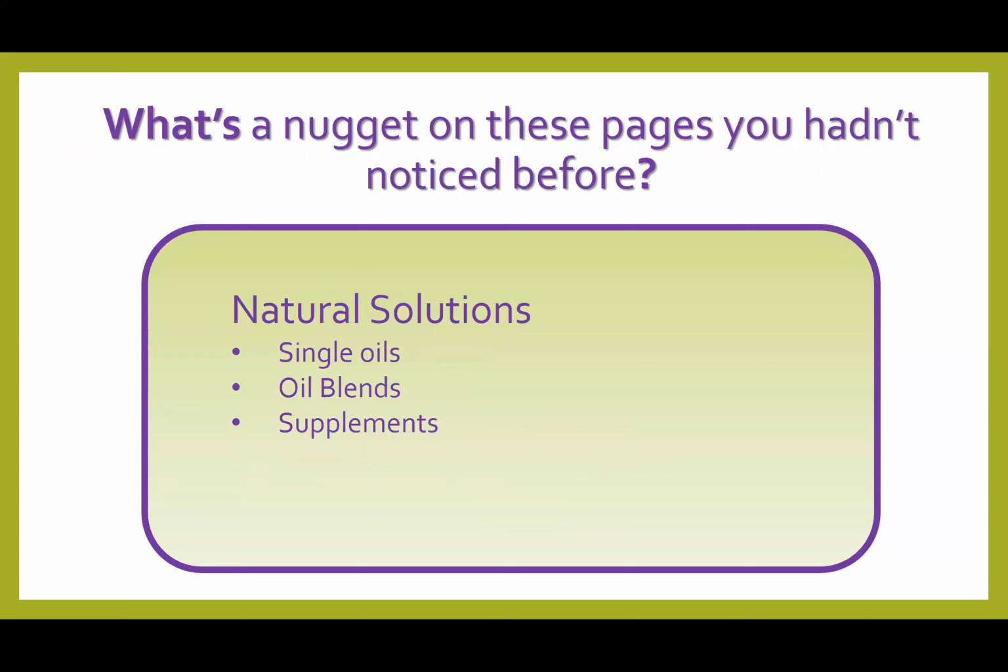So now let's take a look at the natural solutions section. This is a section of the book that lists all the single oils, the oil blends, and the supplements. And this is where an oil reference card or bookmark really comes in handy. Why? Because if you have a doTERRA blend of essential oils, and you take a look at the bottle, for example, let's say Balance. Balance is doTERRA's proprietary name.